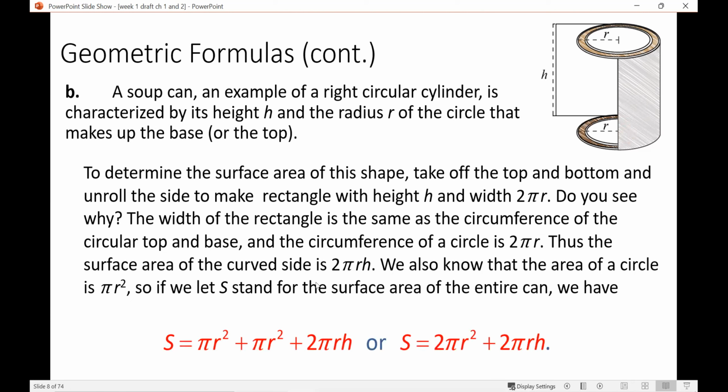So we can calculate the top and bottom areas, pi r squared, and the area of that rectangle is going to be the circumference of the bottom, 2 pi r, times the height.